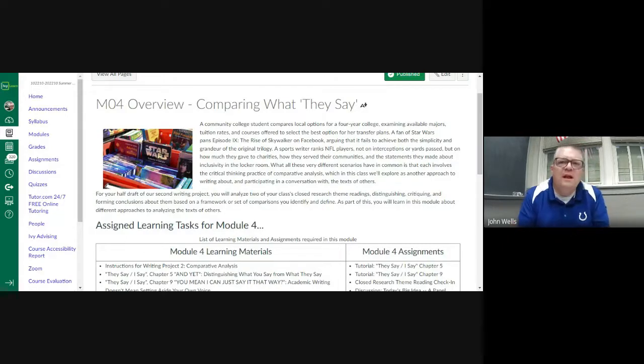Module number 4 builds on what we did with our read, summarize, and react. Now we're going to take this work and critically read it. What that means is we're going to go beyond "it says this" or "I feel this." We're going to look in there and ask, why did they do this? What was the purpose of this? Why would somebody do this? And when I look at how somebody else did it, are there similarities? Are there differences? What do I see?